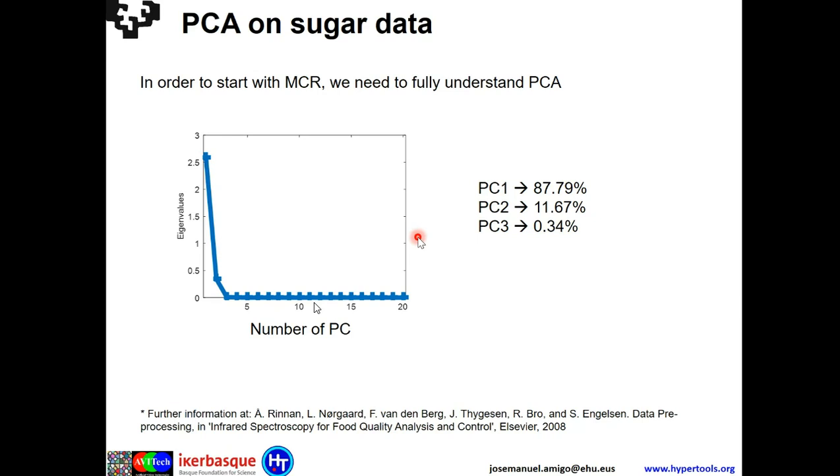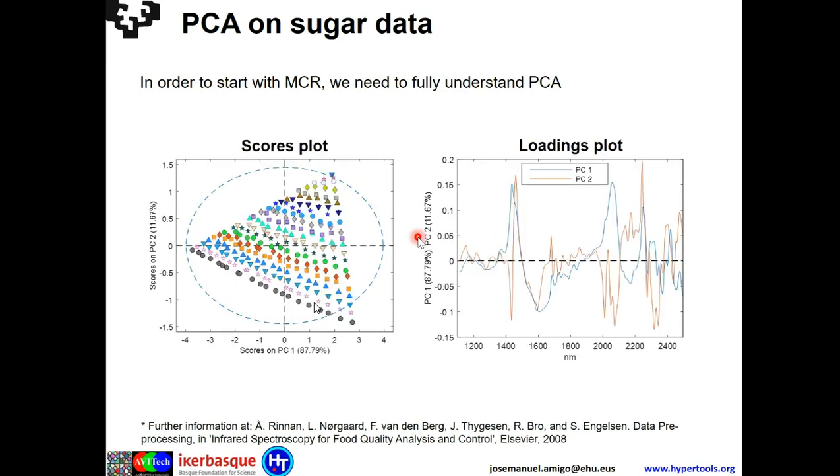So if we represent the scatter plot of scores and loadings, we have something on the screen that is quite familiar for us. First of all, we have the scores, and here we can see the triangle, the design of the triangle. And then we have the loadings, where we can study the peaks that are in the positive part and negative part, and we can relate them with the different sugars here. But what is important for me is to show you what happens with multivariate curve resolution.